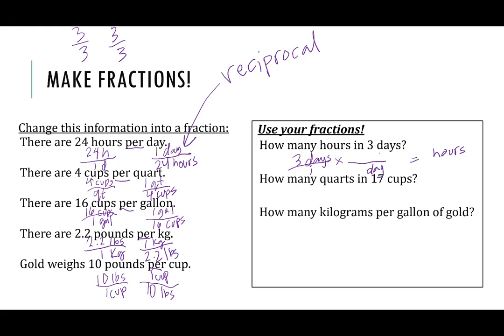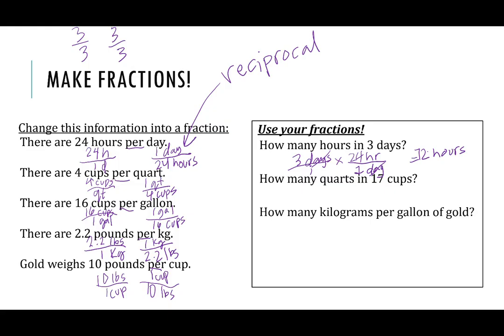And I know from my first fraction on the left here, there are 24 hours in 1 day, and the hours are in the numerator, which is how I want it. So I don't need to use the other reciprocal. The days will cross out, and I'm left with the numbers 3 times 24 and the hours unit. So 3 times 24. Of course, you can pause this and do that multiplication yourself, but your answer will be 72 on that one.